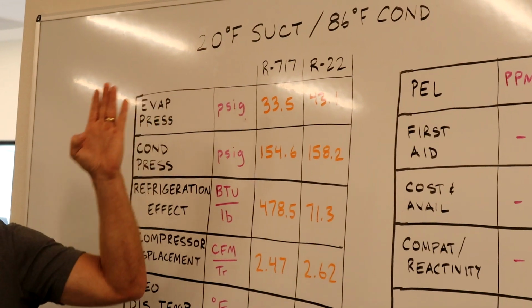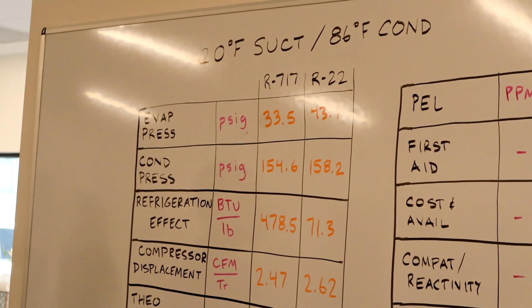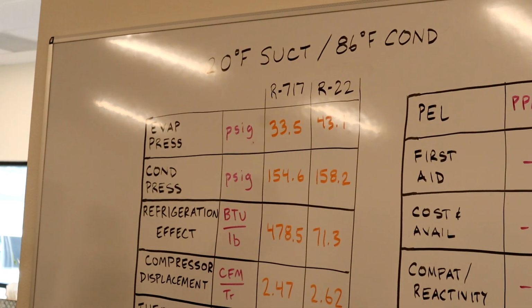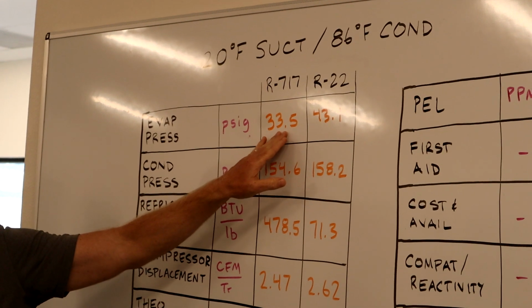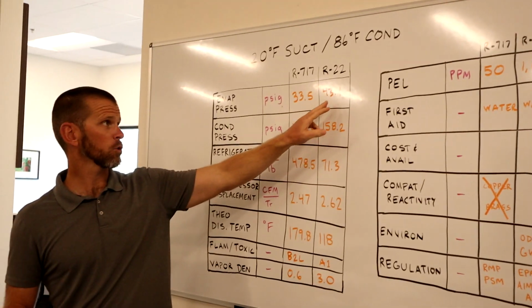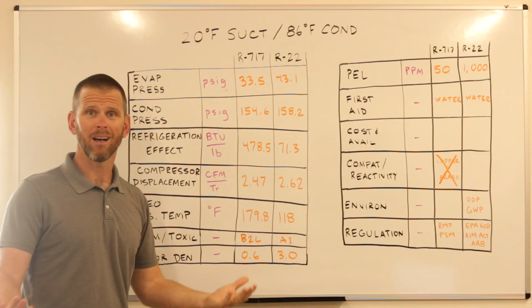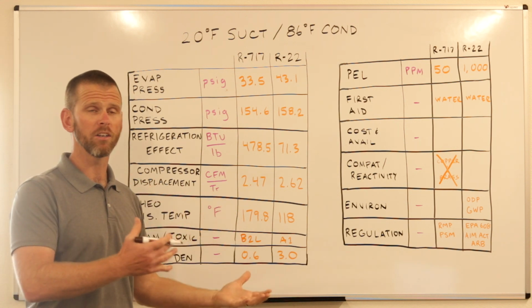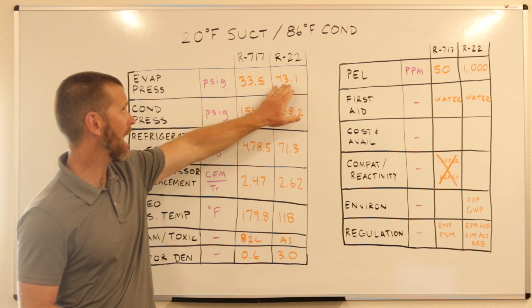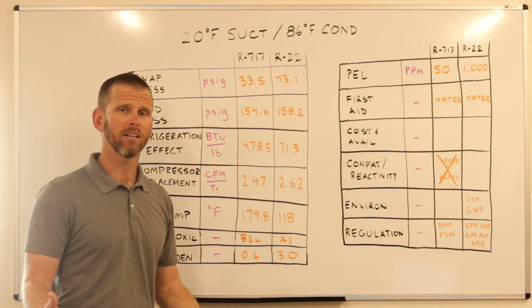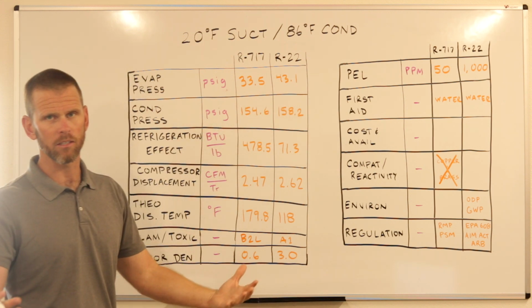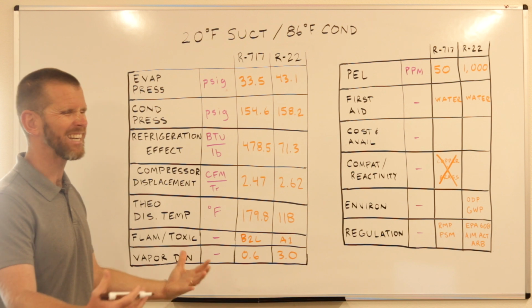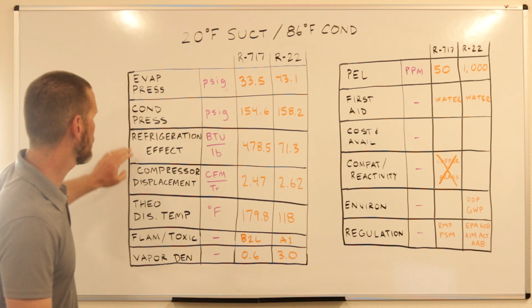At a 20 suction temperature, the corresponding saturation pressure for ammonia is 33.5 psig, whereas for R22 it's 43.1. Those are very similar to each other and not enough really to give an advantage of one to the other. I suppose a higher pressure on the evaporator is advantageous, so maybe a slight edge to R22, but really not enough to make a decision based off of.